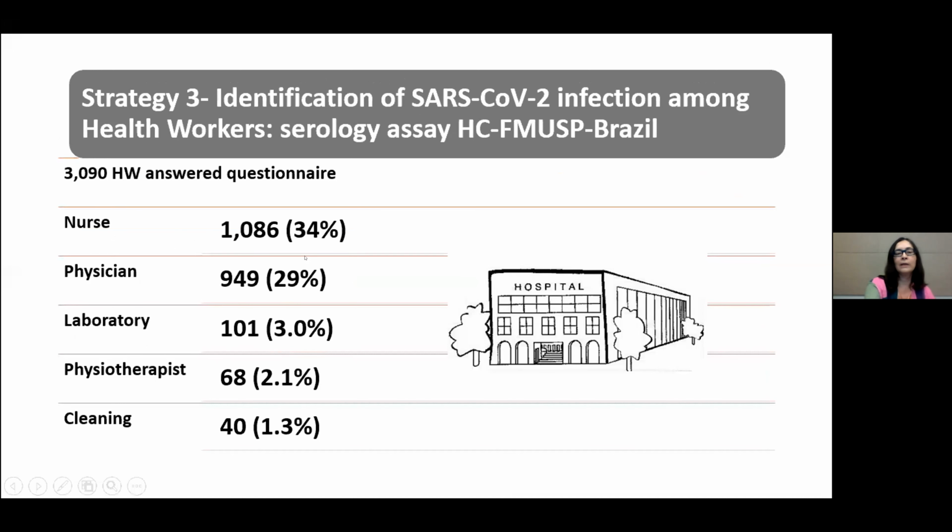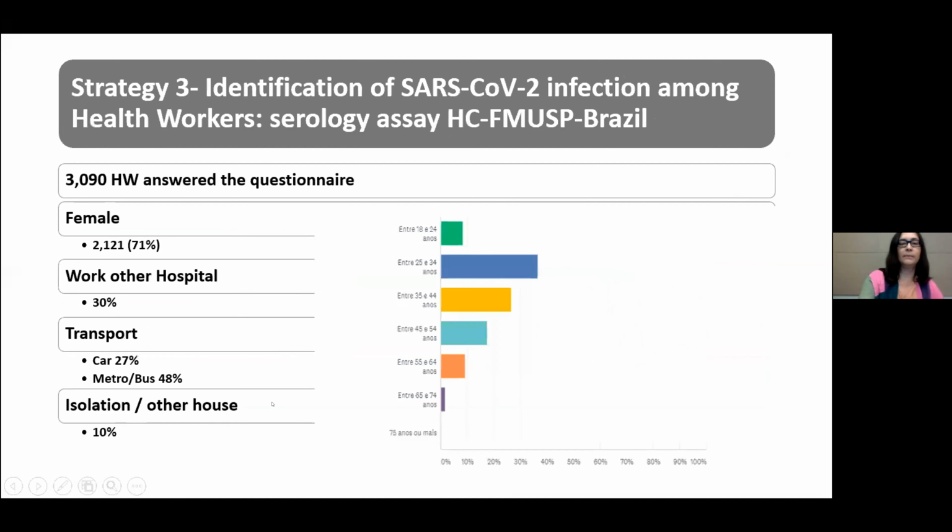And the questionnaire is showing that 34% of the healthcare workers that answered are nursing, 29% physicians, 3% laboratory workers, 2% physiotherapists, and 1% housekeepers. And most of the health workers that answered the questionnaire are female, 71%, and 30% work at another hospital. And for the type of transport to go to the hospital, most of the health workers use metro or bus, corresponding to 48%. And we asked about isolation at their homes, or if they moved to another home, and 10% did it.